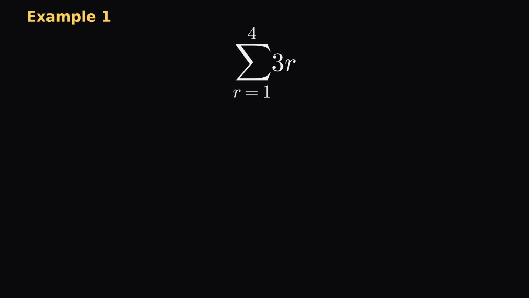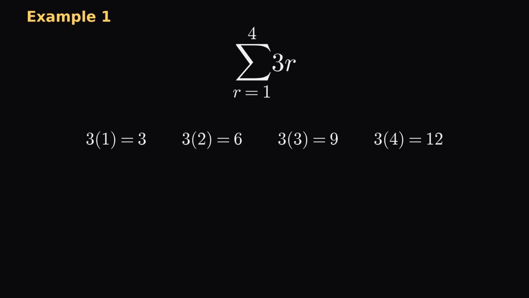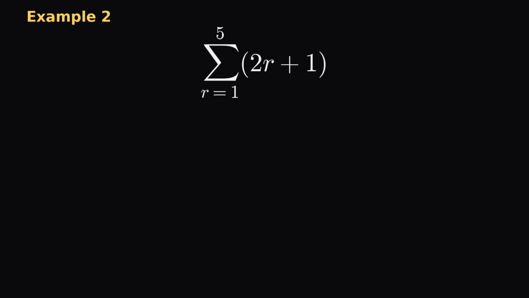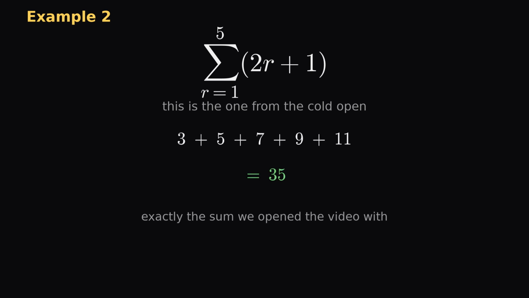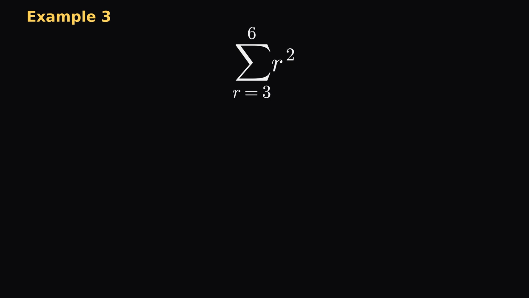Example 1. Evaluate the sum from r equals 1 to 4 of 3r. R equals 1 gives 3, 2 gives 6, 3 gives 9, and 4 gives 12. 3 plus 6 plus 9 plus 12 is 30. Example 2. Evaluate the sum from r equals 1 to 5 of 2r plus 1. That's the one from the start of the video. 3 plus 5 plus 7 plus 9 plus 11. 35.